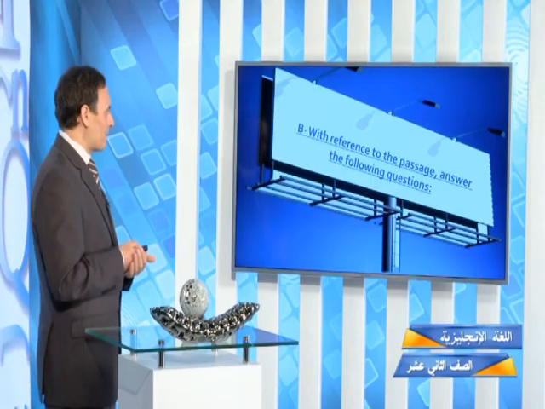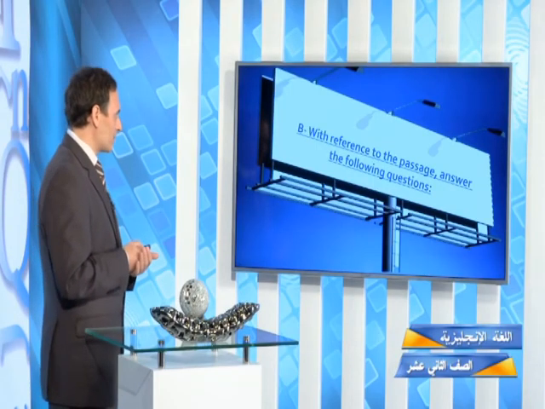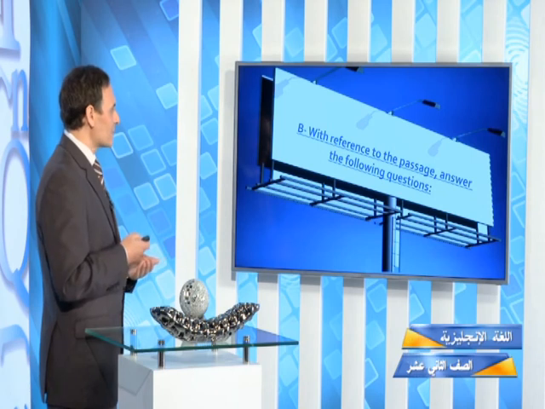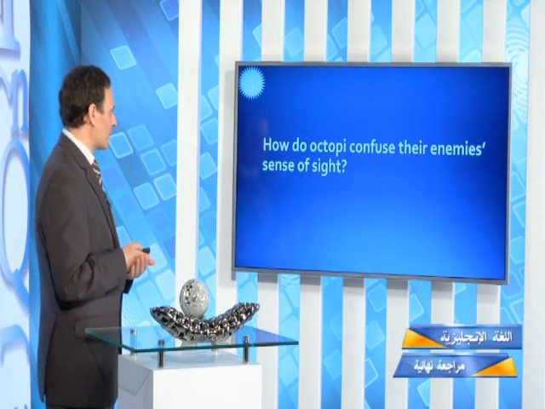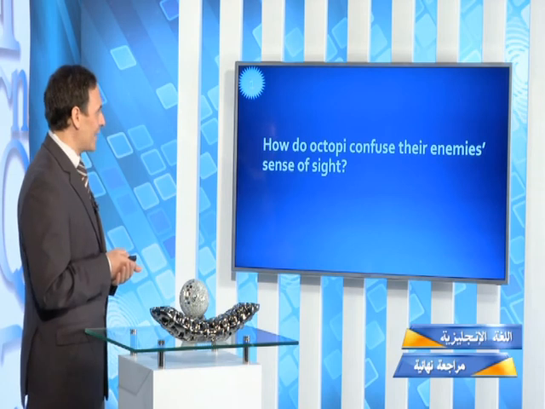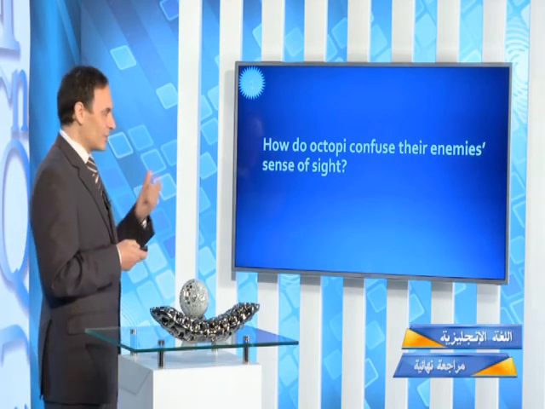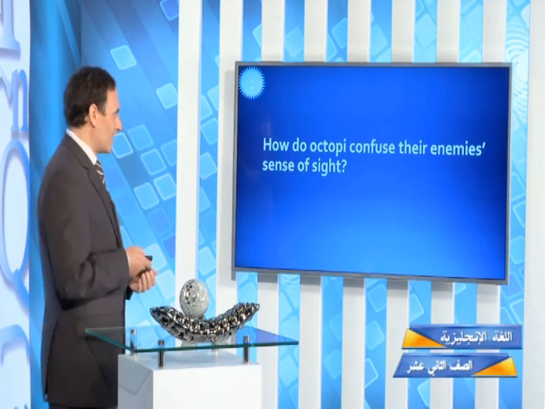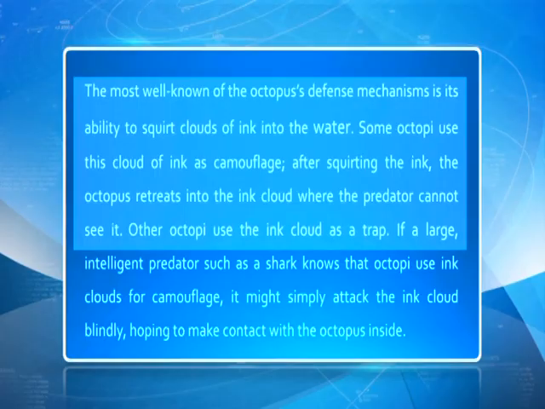Right, exercise B of the reading comprehension passage. With reference to the passage, answer the following questions. Question number 1, how do octopi confuse their enemy's sense of sight? Sight refers to the perception of the eye. Okay, so if you read this part of the paragraph, you will notice that the octopus uses an ability to squirt clouds of ink into the water. So to squirt means to spread clouds of ink into the water. Okay?